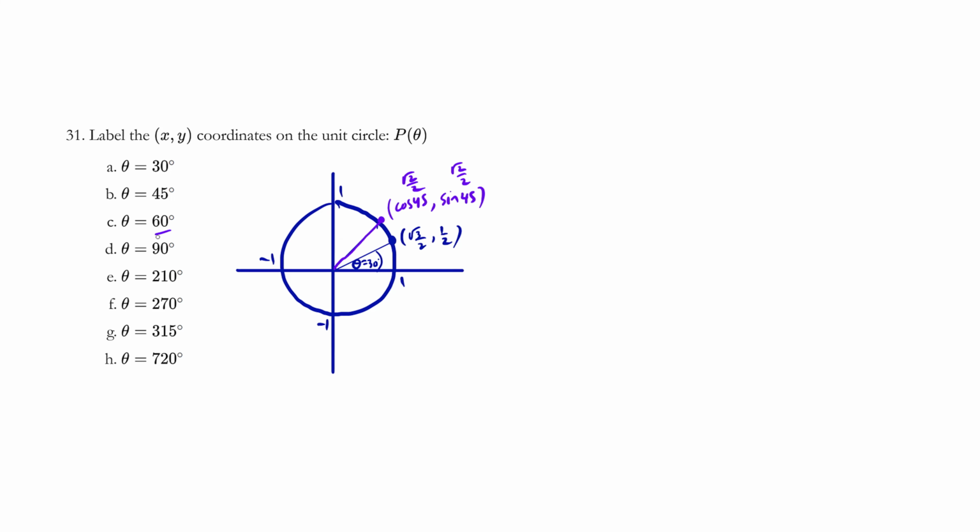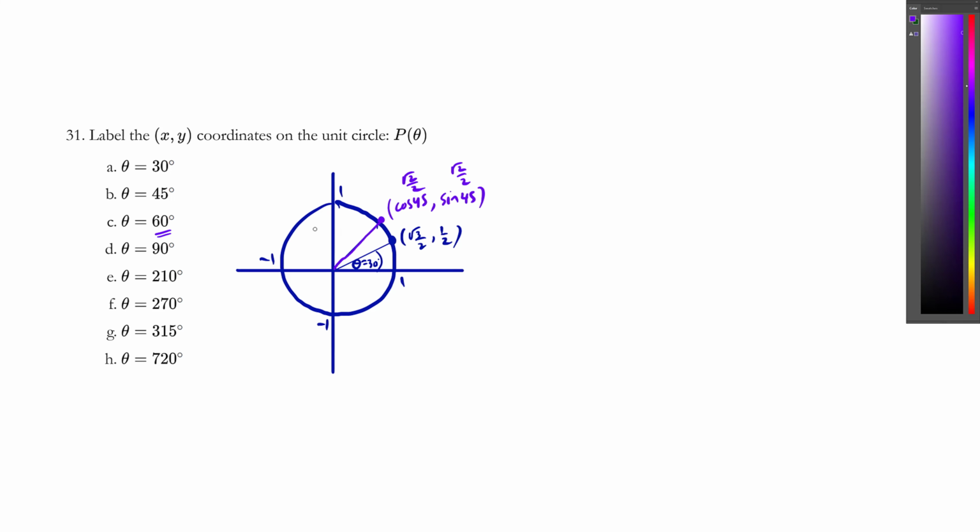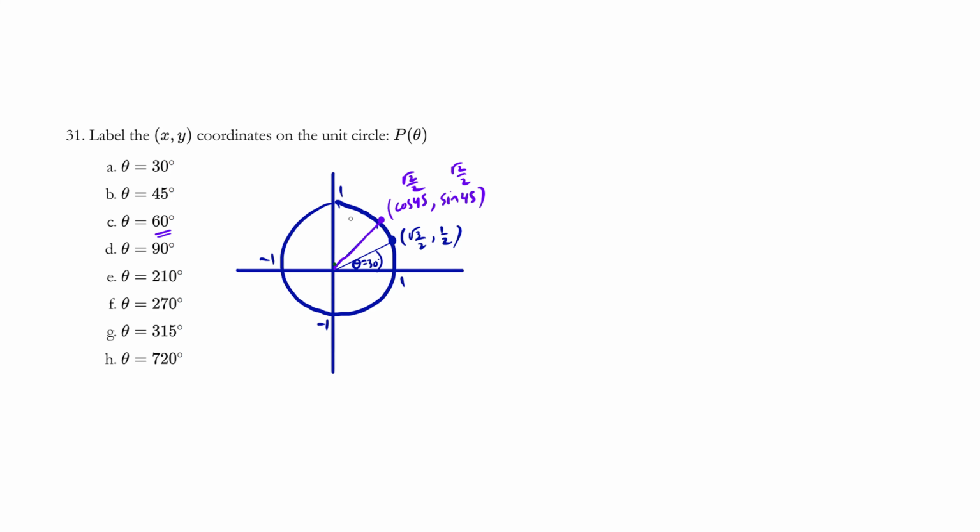Alright, what about 60 degrees? Let's try 60 degrees. Goes way up here. And the x value is always cosine of 60, and the y value is always sine of 60 degrees. Please memorize, cos 60 is 1/2, and sine 60 is root 3 over 2. Okay, so now we have these first 3 special angles, and we should be able to quickly find these other angles.